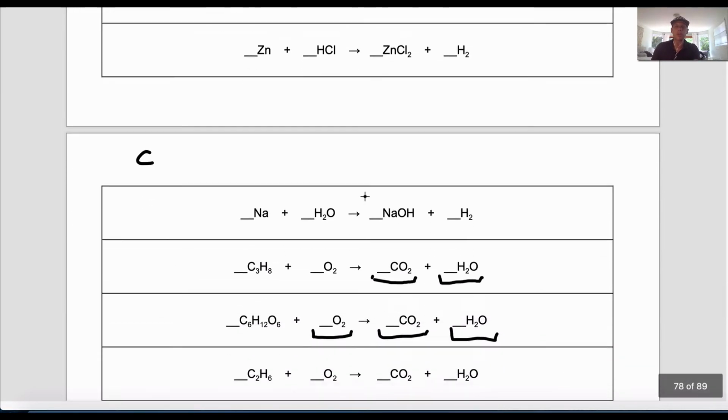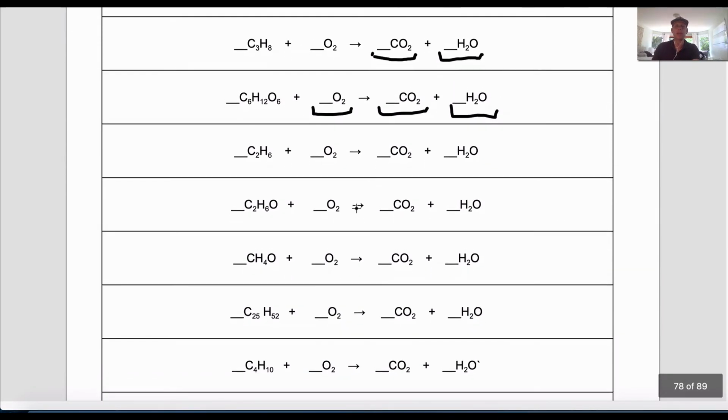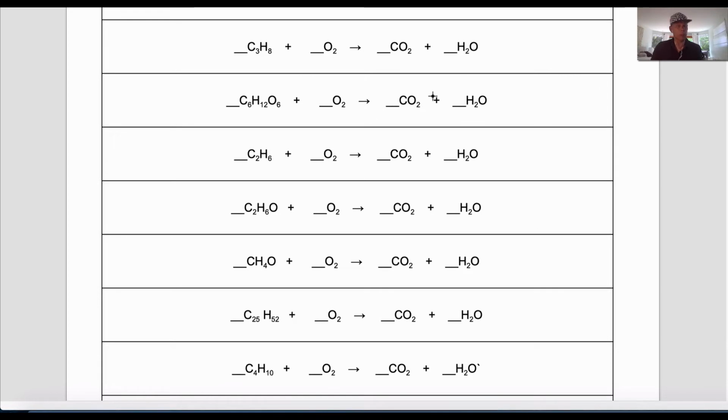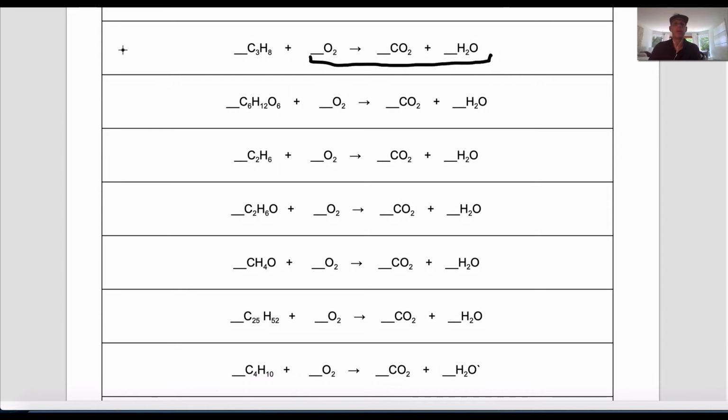So we're going to focus on combustion reactions right now, and when we're balancing combustion reactions, we always follow the same process. The first thing you do is ask yourself, is this a combustion reaction? If we see O2 goes to CO2 plus H2O, that tells us it's a combustion reaction. And if it is, we do the same process each time. We balance in this order: carbons, hydrogens, then oxygen.